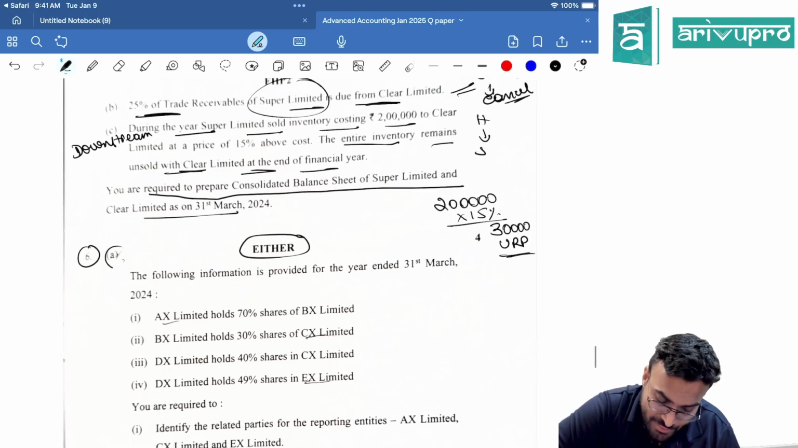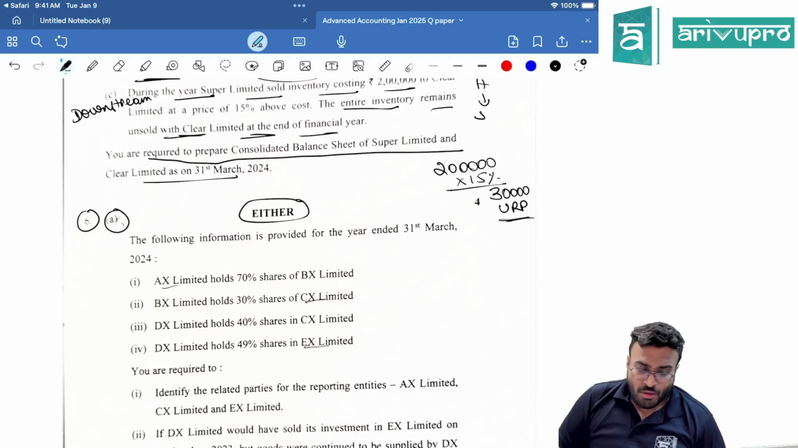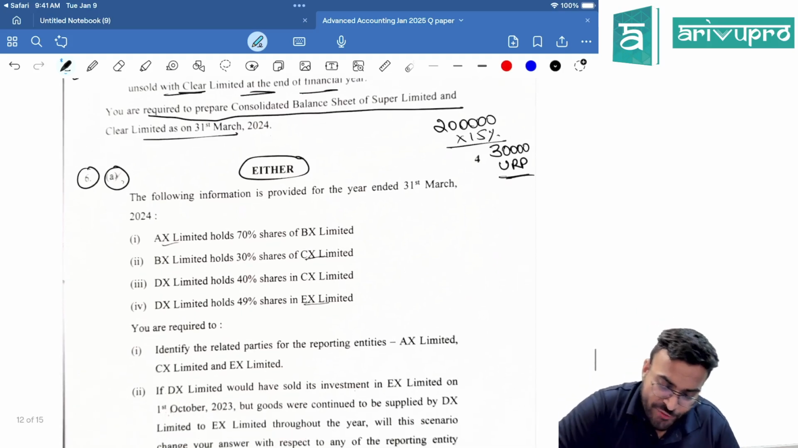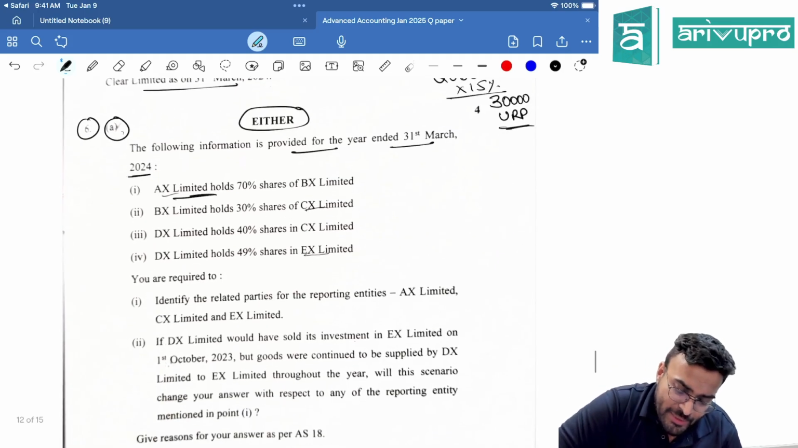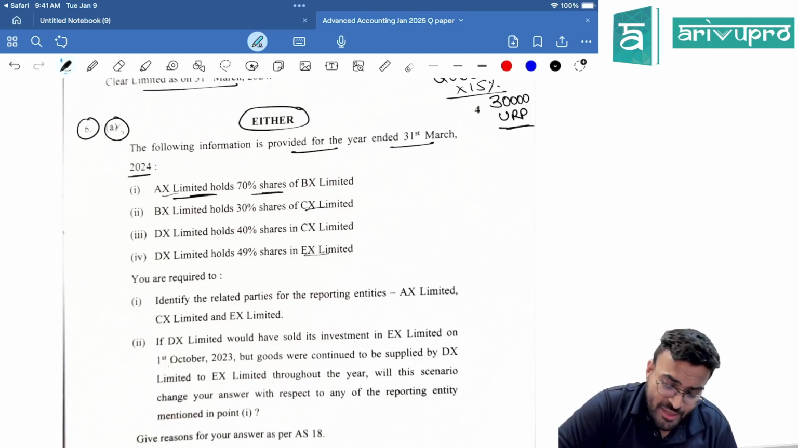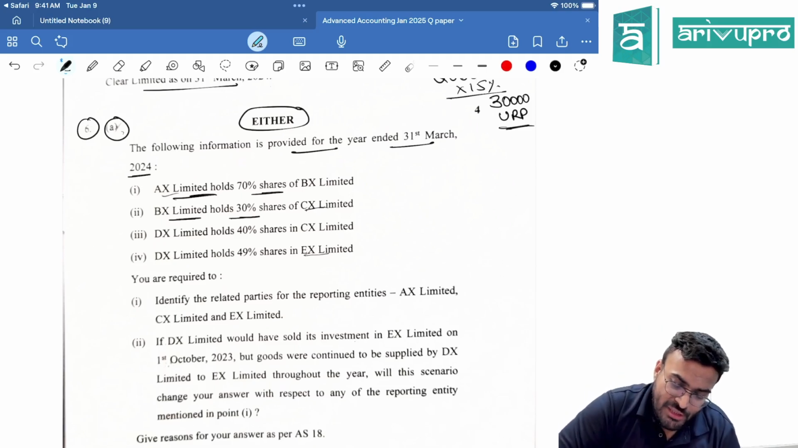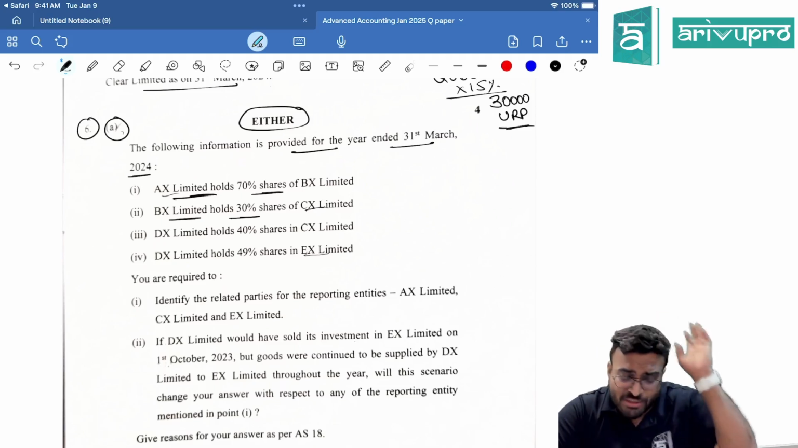6A. They've asked one question, 6A. Okay, guys, 6A. The following information is provided for the year ended 31st March 2024. AX Limited holds 70% shares in BX Limited. Okay, very good. Holding company, subsidiary company. BX Limited holds 30% shares in CX Limited. So for BX Limited, CX Limited is an associate.